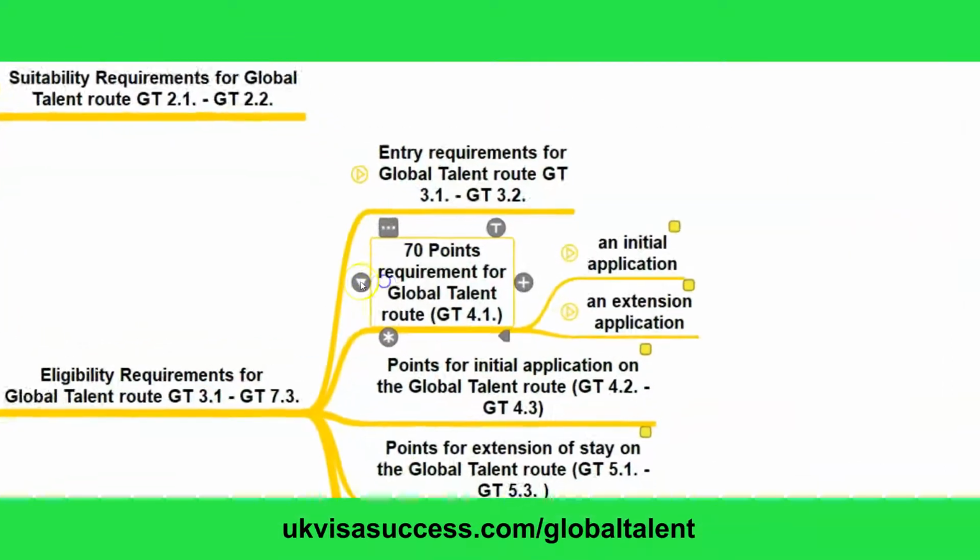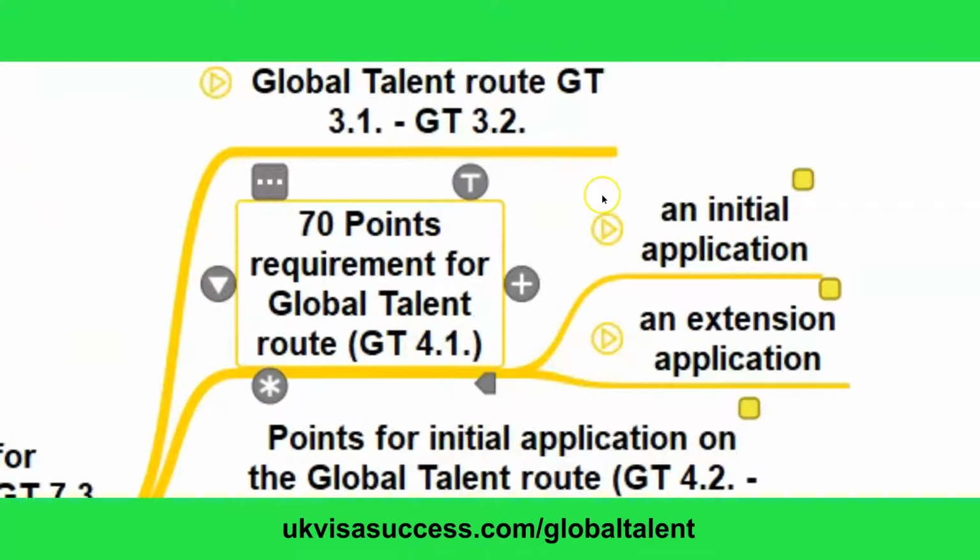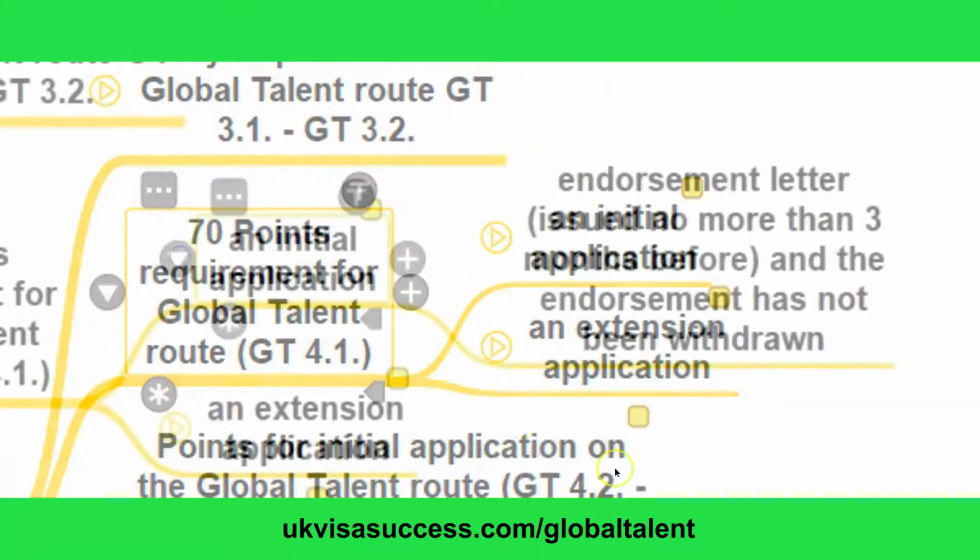Then you need to score 70 points for the eligibility requirements. Here they make a distinction between those who apply from outside the UK. These are called initial applications. And by the way, this can be an initial application even if you are already in the UK, and this can be an extension application. An extension application is only for those who are already in the UK.